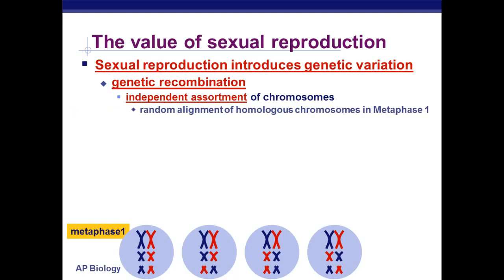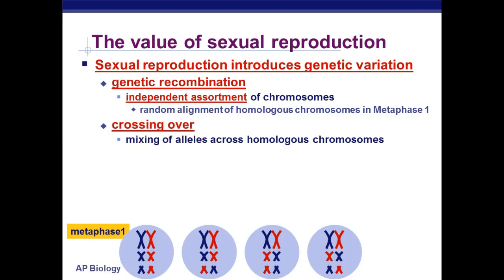There's a random alignment during metaphase 1. Crossing over back in prophase 1, we know that's going to mix up some alleles. It's going to mix up some genes because the homologous pairs will swap. It's going to create chromosomes that did not exist before in the parent organism. And of course, fertilization is a random process.